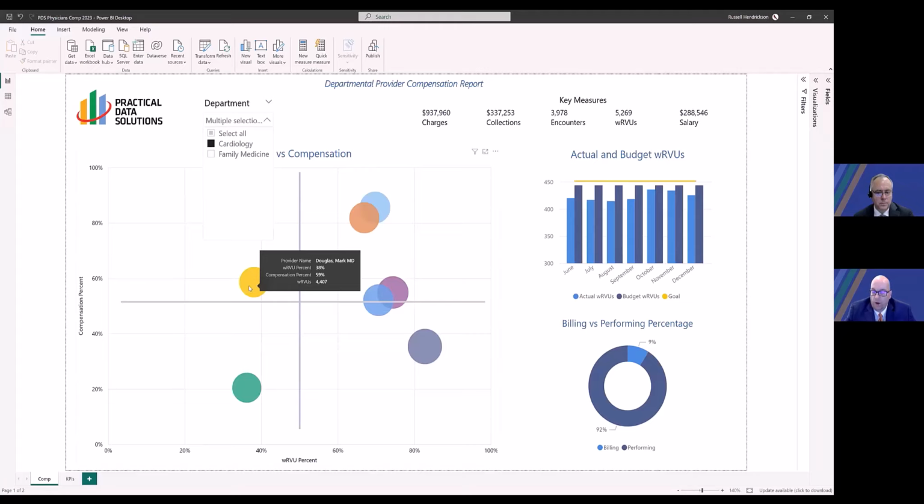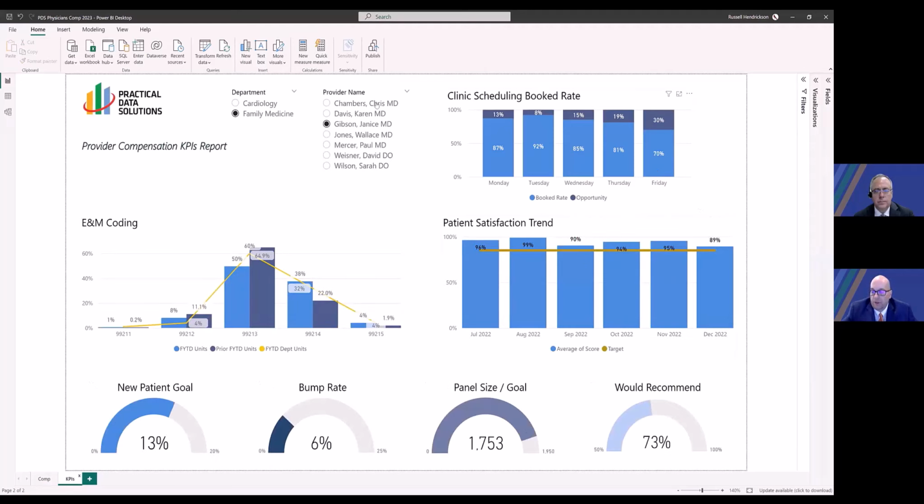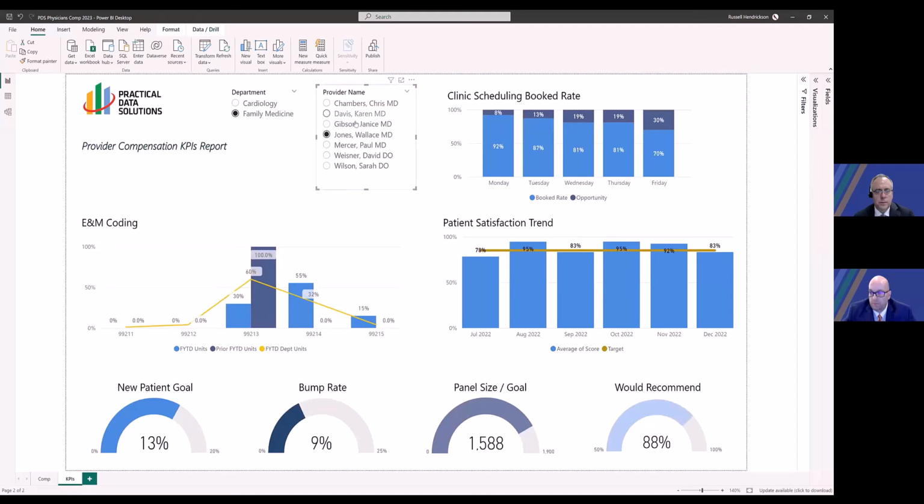Or you may have one who actually is a fairly high performing, very productive provider, but isn't compensated accordingly. And that's one that we may be at risk of losing, and we want to start putting retention pieces into play. So these are all areas that can come into play and be very helpful to look at from a management perspective as well.